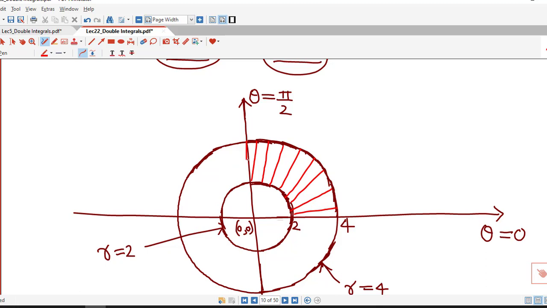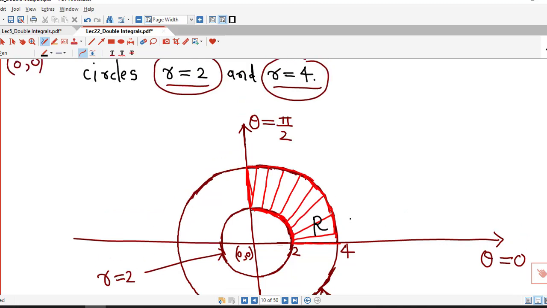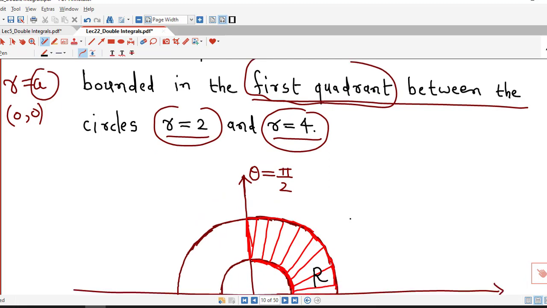So our region of integration is bounded between r equal to 2 and r equal to 4. It is the region between two circles r equal to 2 and r equal to 4 in the first quadrant. So we want to find the value of the double integral over this region. This is the region of integration. Now we have to determine the limits of r and theta.